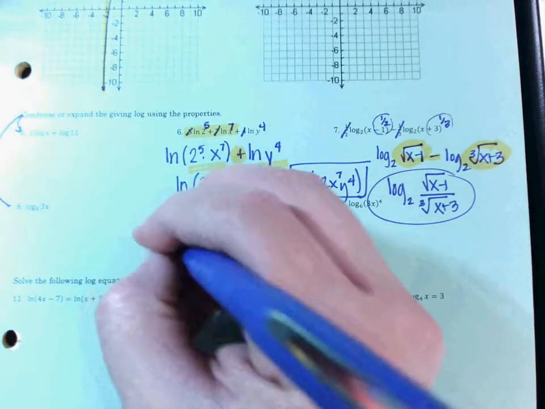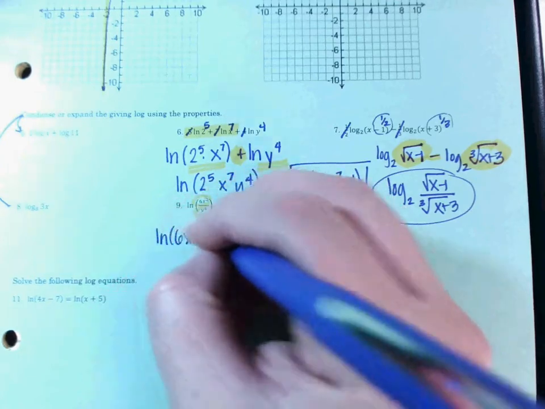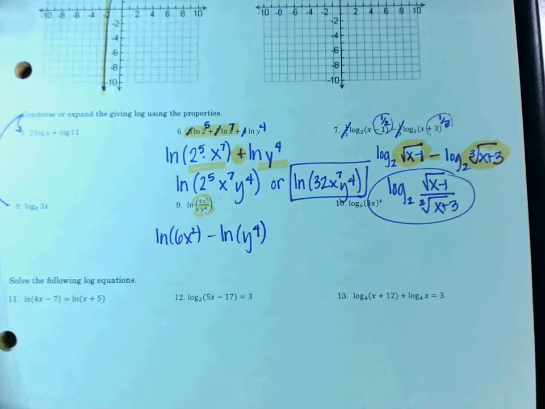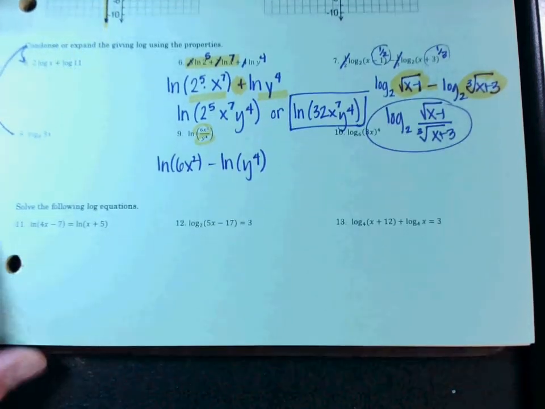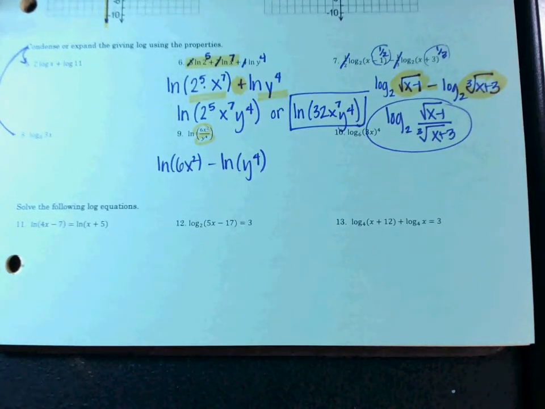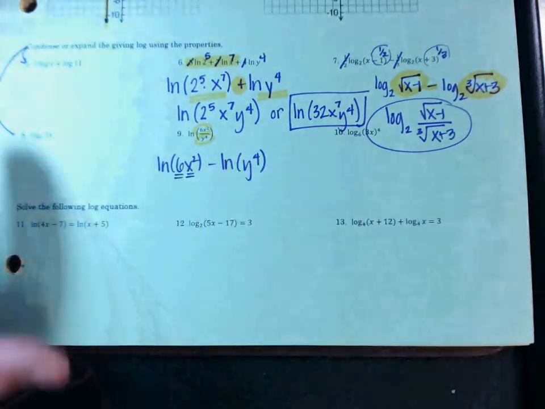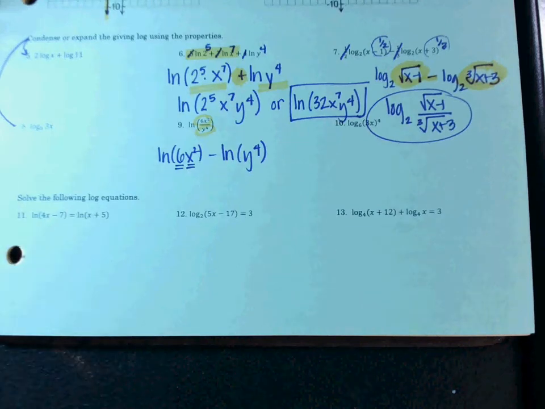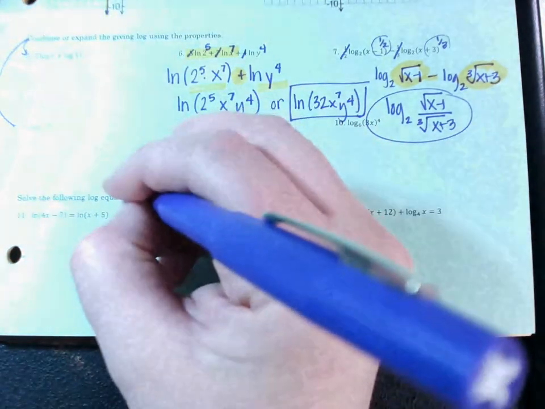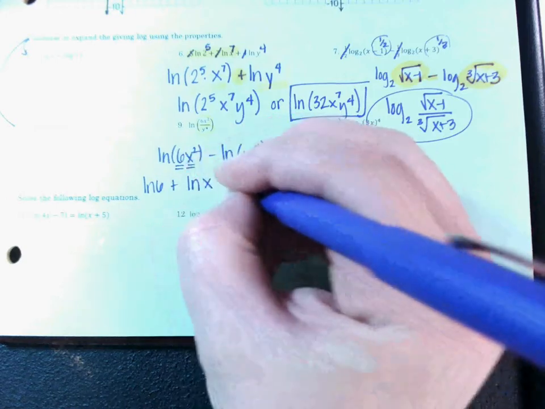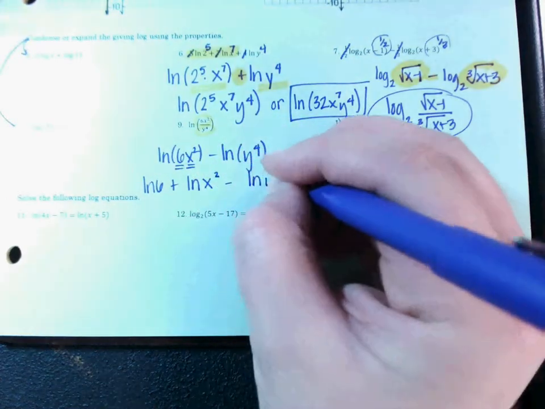Subtract, good. So it'll be ln of 6x squared minus ln of y to the 4th. So the first thing I do is I break it down into a subtraction problem. And then the second thing that I do is my 6 and my x squared, they don't want to share the same log. So right now, 6 and x squared are multiplied. So for me to pull them apart, I have to add their logs separately. So it'll be the ln of 6 plus the ln of x squared minus the ln of y to the 4th.